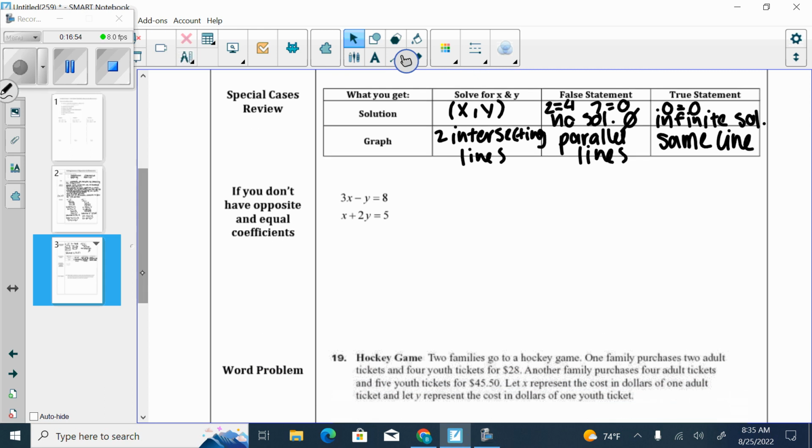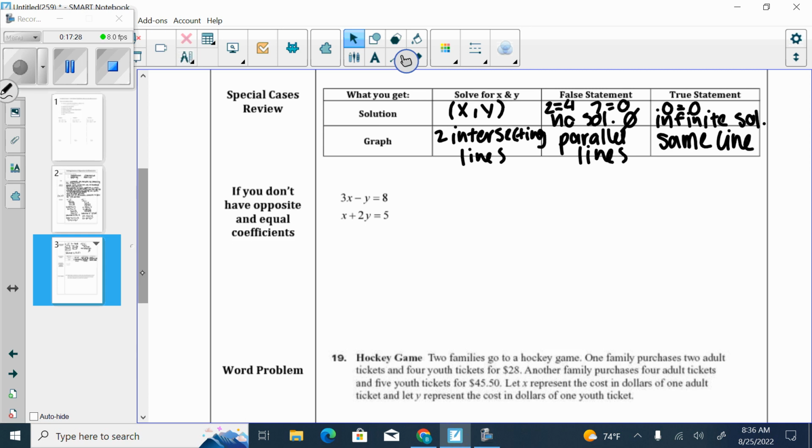Okay. So we've got another one here where they didn't give us opposite coefficients already, right? So we're going to have to do something to fix that here. What do you guys think we should do to fix that? Yeah, we can multiply one of these by some value, right? If I wanted the x's to cancel, I'd have to multiply the bottom row by something, right? If I want the y's to cancel, then I could probably just multiply my top row by something, right?